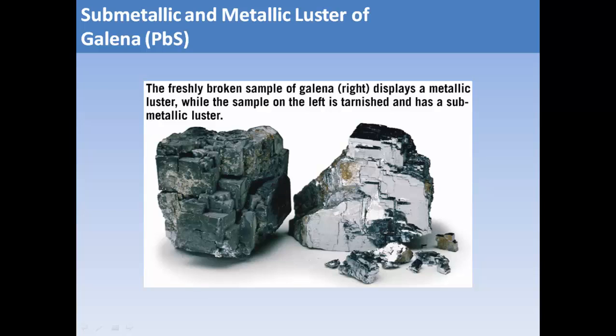So here's an example using the mineral galena. Here it has a very nice metallic luster. Now the sample on the left is a bit tarnished and it has a submetallic luster.